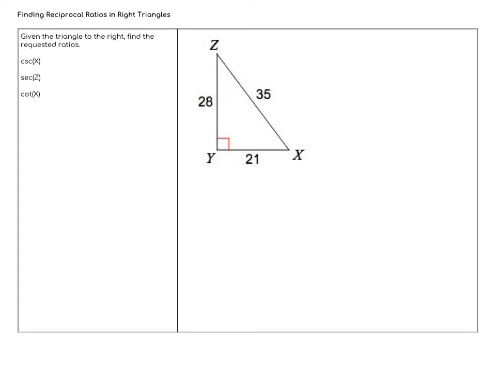All right, here we're trying to find some trig ratios. We've got cosecant, secant, and cotangent here, so I'm going to write myself a little reminder that cosecant and secant are the reciprocals of sine and cosine, respectively. So cosecant is going to go with sine, so cosecant of x is going to be the flipped version of sine of x.